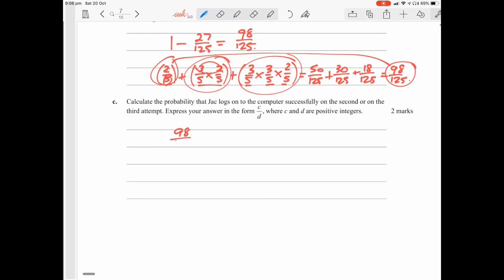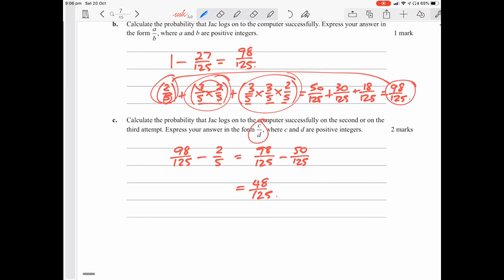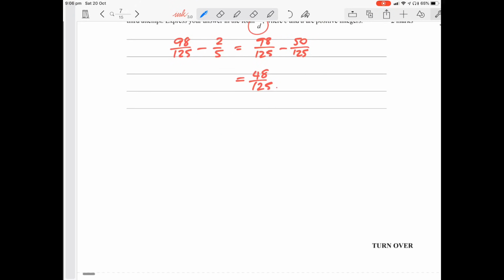So it's 98 on 125 minus 2 on 5, which is 98 on 125 minus, times the bottom by 25, so 50 on 125, which is 48 on 125 as an integer. So that's it. You could have also added those together. 38 plus 18, which is 48 on 125.